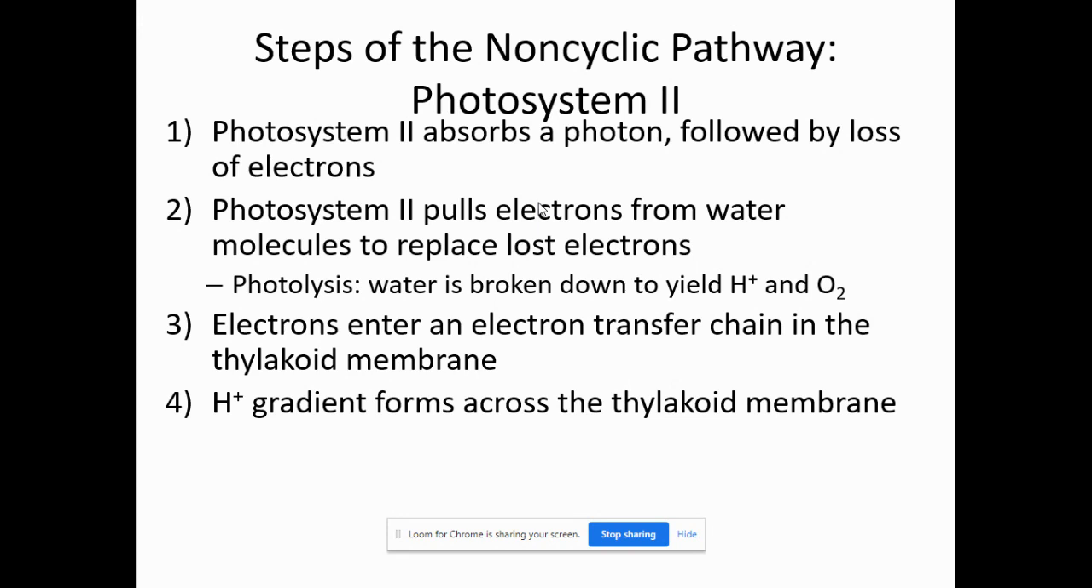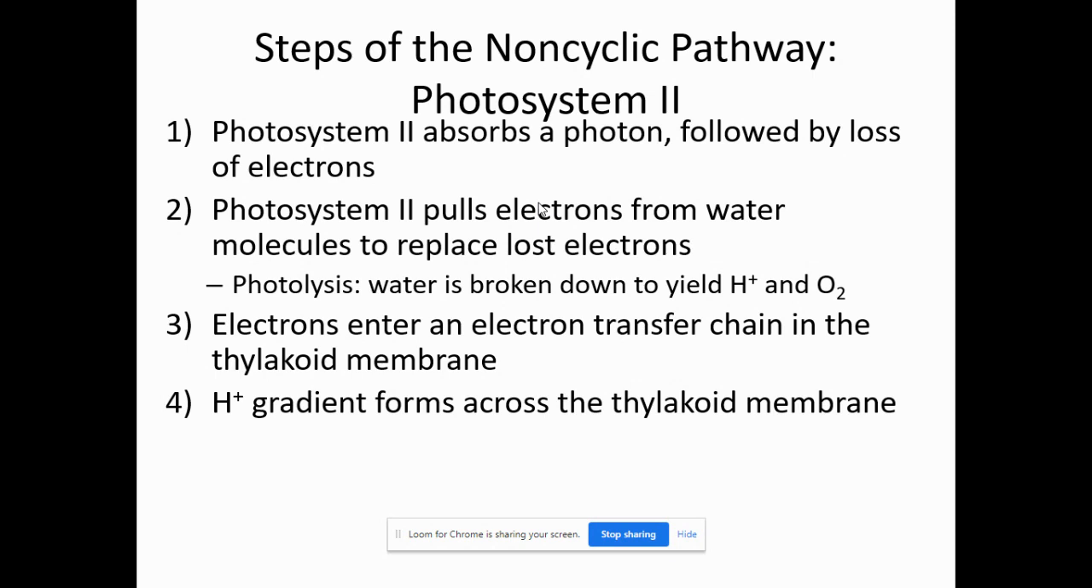Okay, and when that water molecule is split, you get hydrogen ions. And again, just like in cellular respiration, when we think of hydrogen ions, you should also think of an electron. Okay, all right, so when water is split, you get hydrogen ions and electrons, and then you get oxygen as a byproduct.